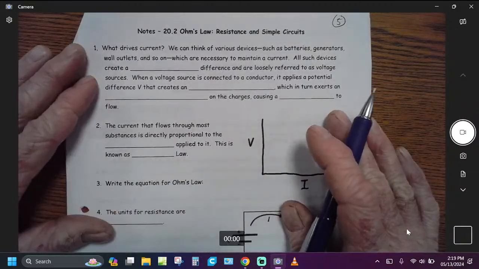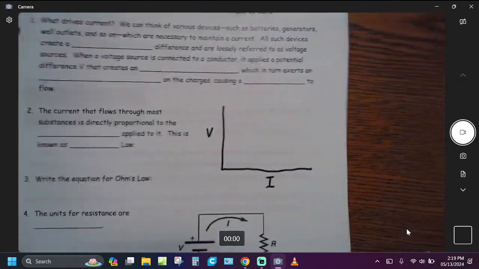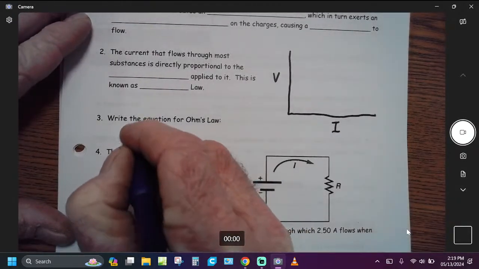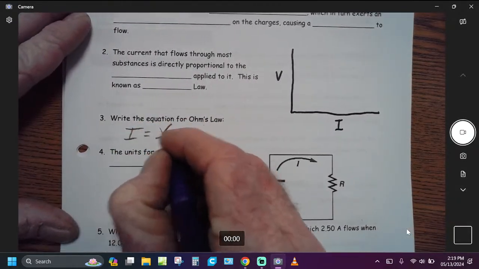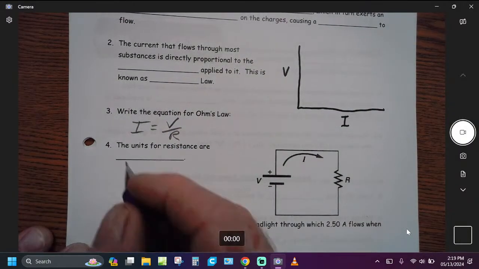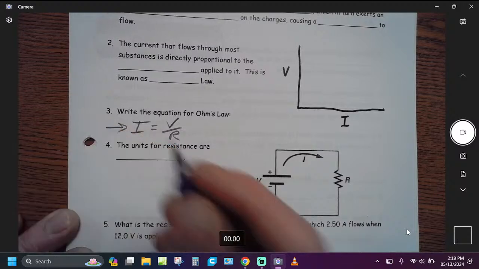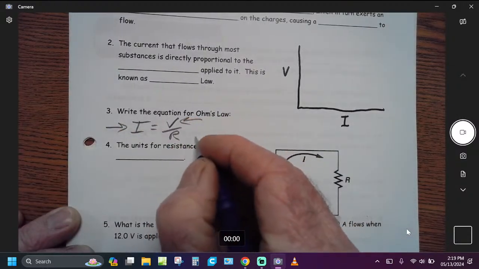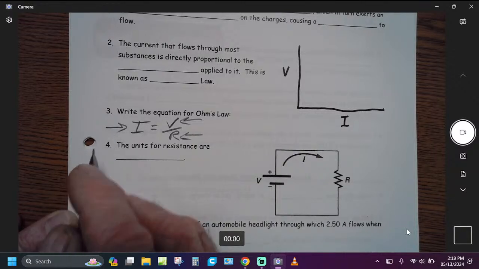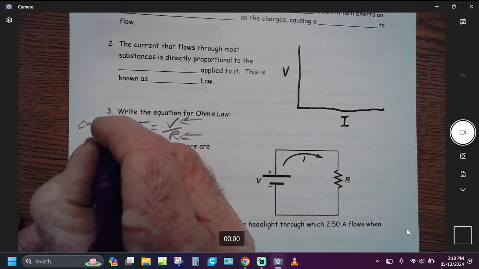So this is important. We need to do Ohm's law. Let's jump right down to the middle. Ohm's law can be written 3 different ways. My favorite one is I equals V over R. This is the one I shared with you last class, because it makes the most sense. What's I the symbol for? Current. This is the amount of flow.